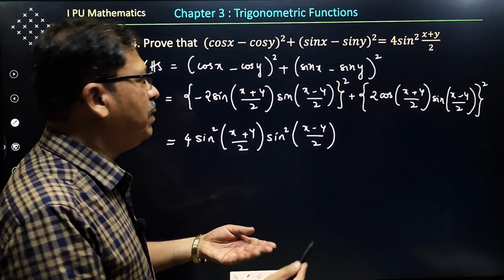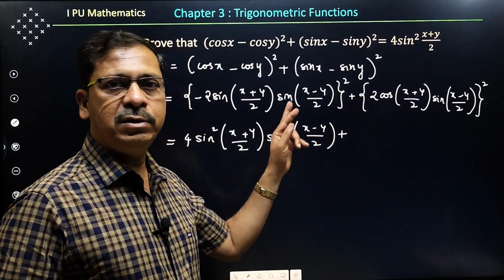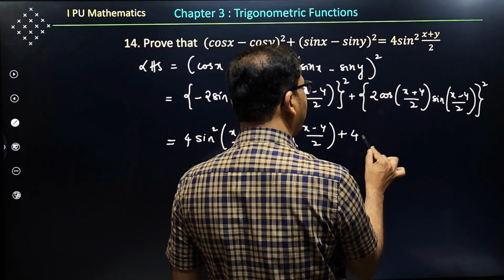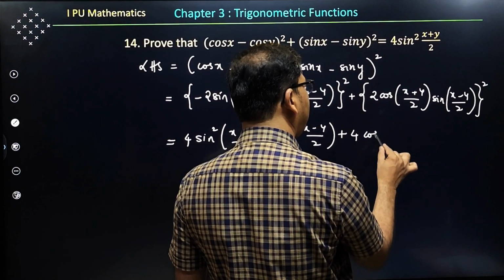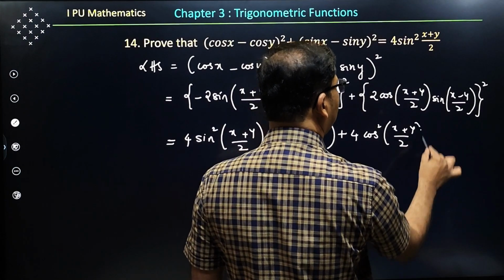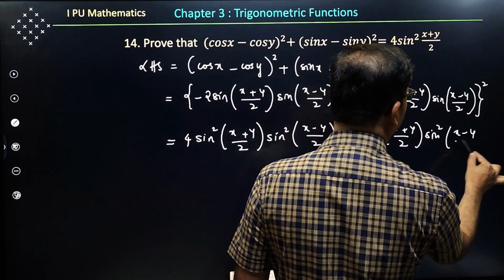Same link in the next part. Plus sign is there, carry it. 2 square is leading to 4 here. Square of this 2, square of this 2 is 4. Square of next cosine term, that is cos square of x plus y by 2, into sin square of x minus y divided by 2 here.